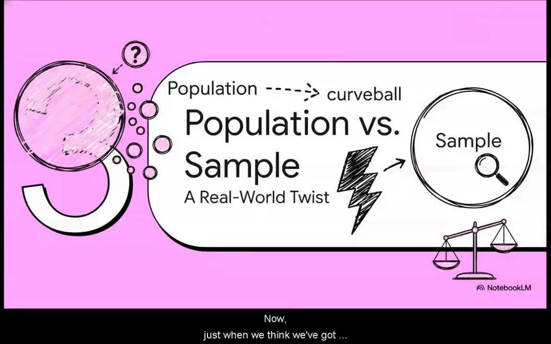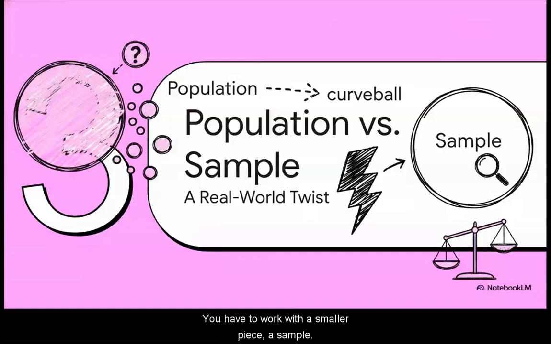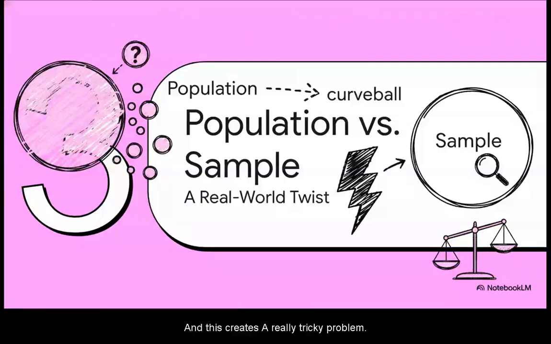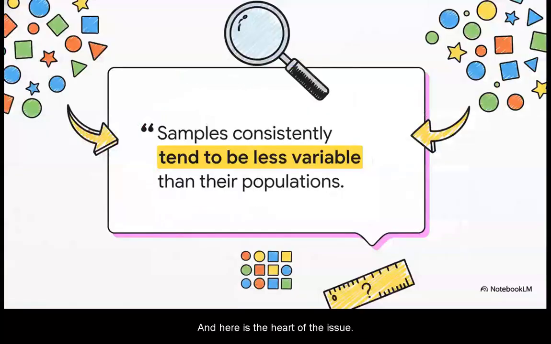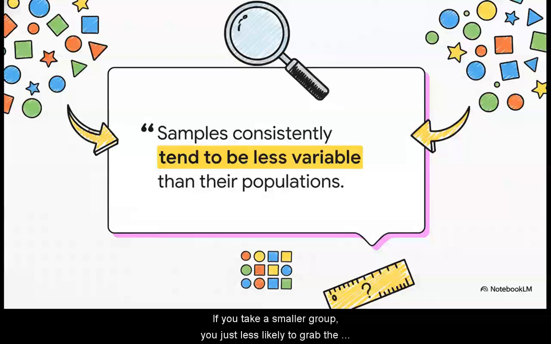Now, just when we think we've got it all sorted out, the real world throws a curveball at us. See, most of the time in research, you can't measure everyone, the entire population. You have to work with a smaller piece, a sample, and this creates a really tricky problem. And here's the heart of the issue. Samples almost always look less varied than the full population they come from. It kind of makes sense when you think about it, right? If you take a smaller group, you're just less likely to grab the most extreme high and low scores. This means our formula, as it is right now, is going to give us a biased answer. It's going to consistently underestimate the real variability.